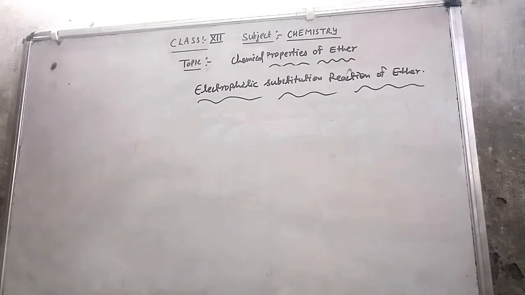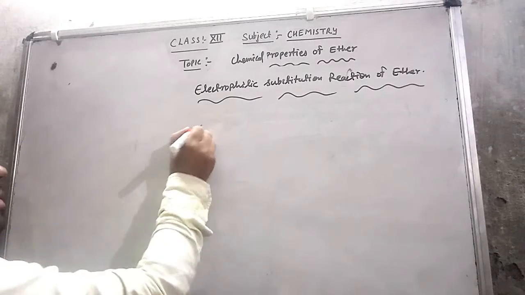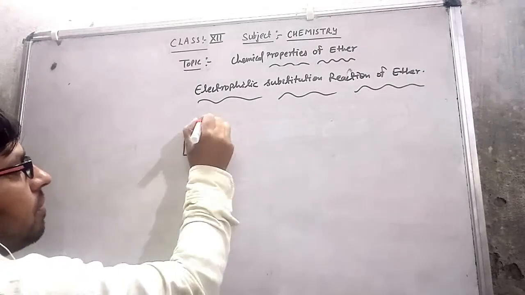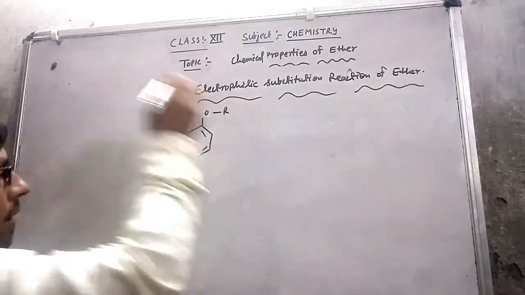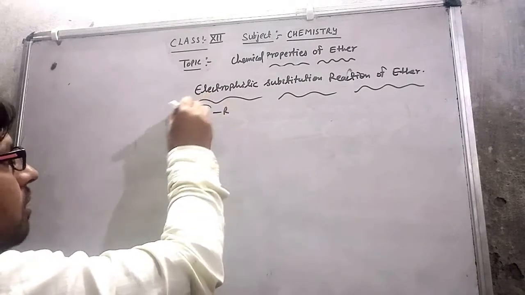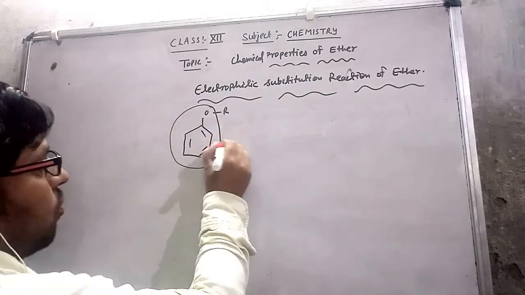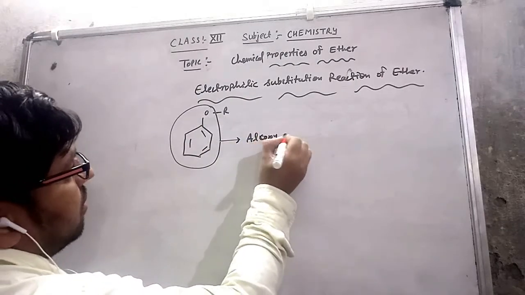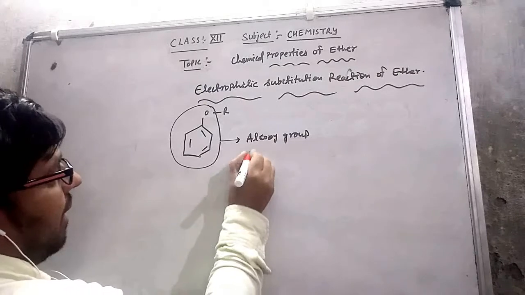In aromatic ether the alkoxy group is an activating group. If I talk about the aromatic ether, this will be the aromatic ether, this is O, this is R. Here the alkoxy group, which one is the alkoxy group? This is the alkoxy group. This is the activating group.